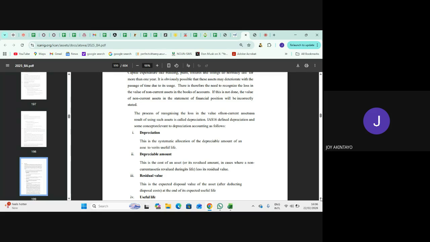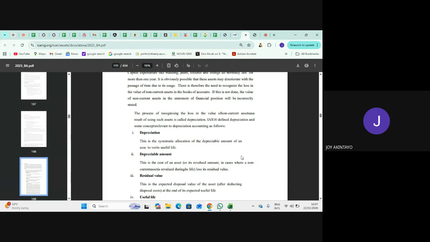Are we together? Now let's look at this definition. Depreciable amount is the cost of an asset or its revalued amount, in a case where a current asset is revalued, less residual value. So for us to determine the cost of our asset, we are looking at the cost of the asset. Then we will now less the residual value. Are we together?